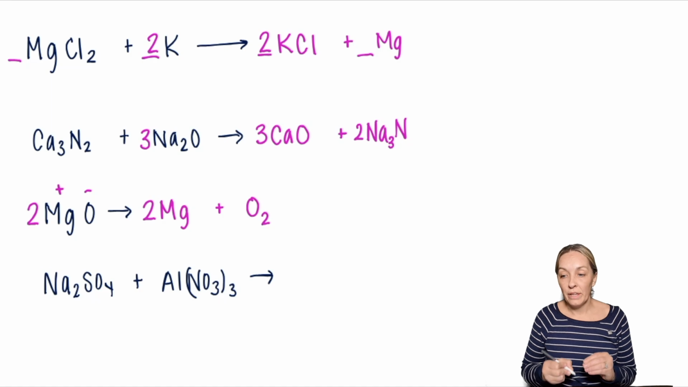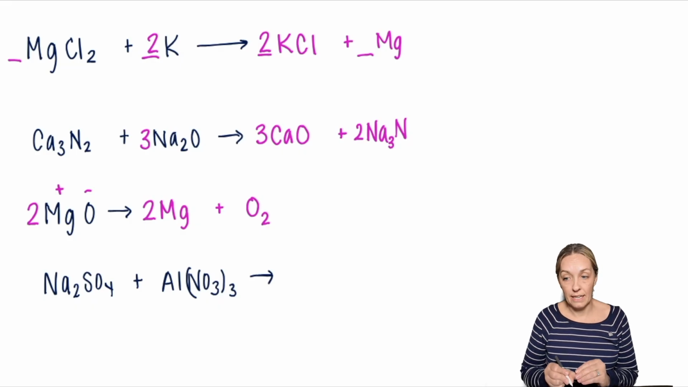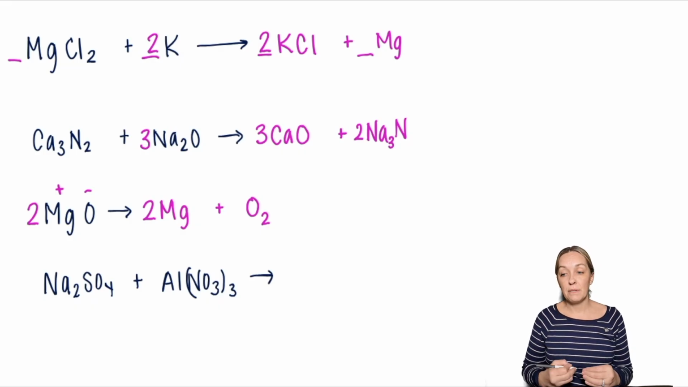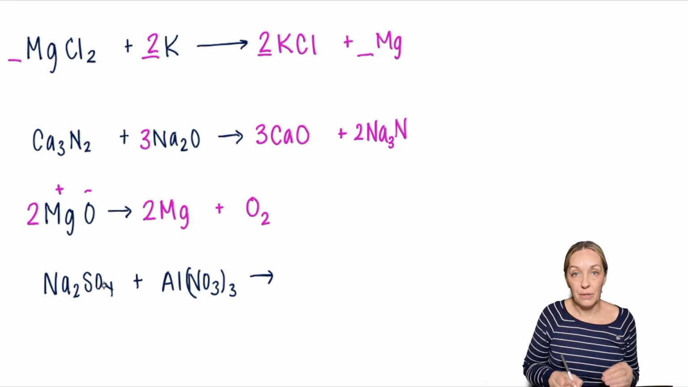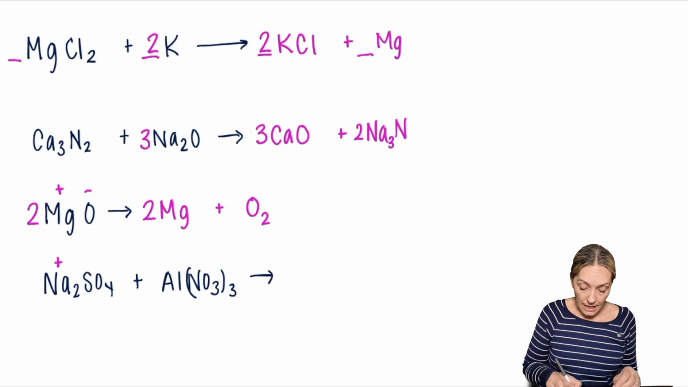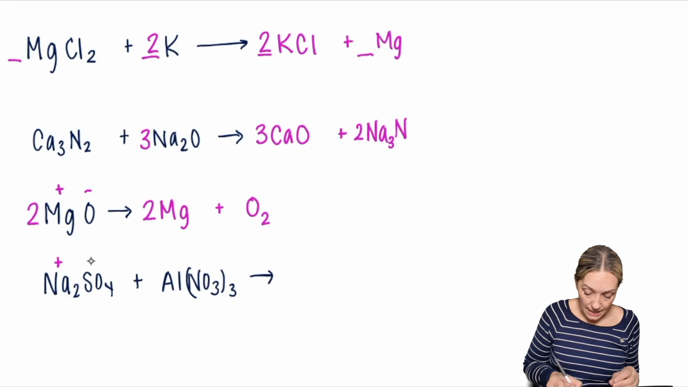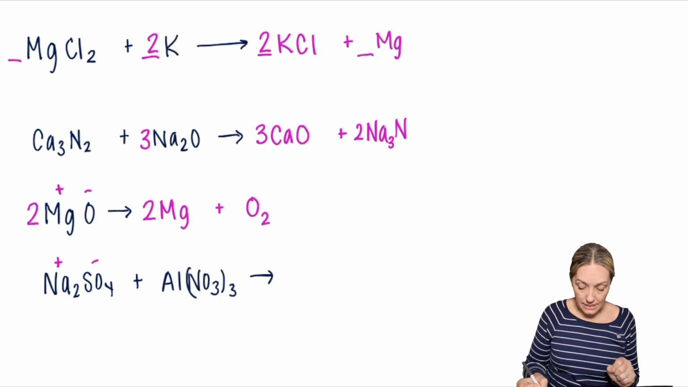Let's take a look at one last example. This example looks harder than the previous ones because it contains polyatomic ions, but our process is going to be exactly the same. Na2SO4 is a compound. I know that because I have 3 capital letters. The Na is the positive or the metal, and the SO4 is a polyatomic ion. The SO4 sticks together, and that whole thing carries a negative charge.